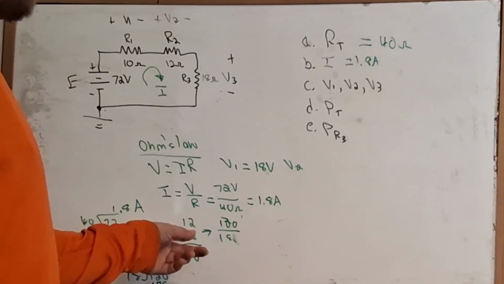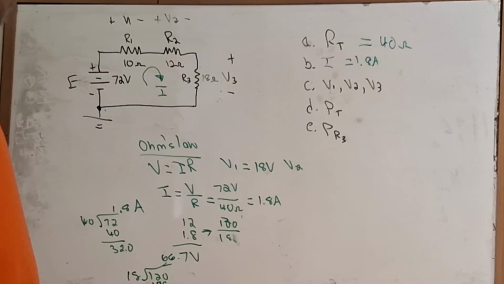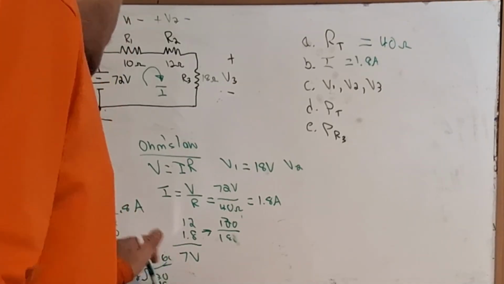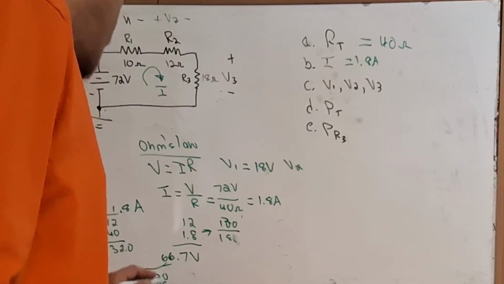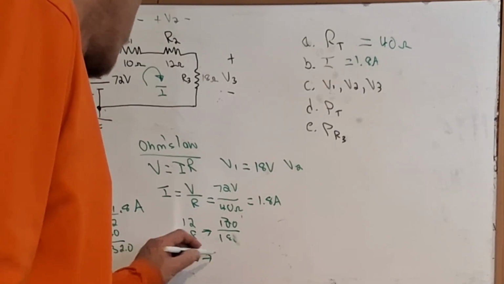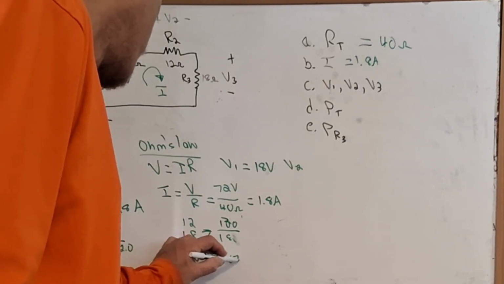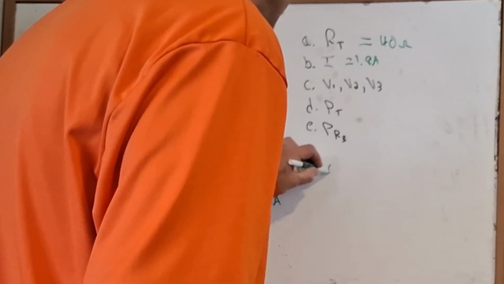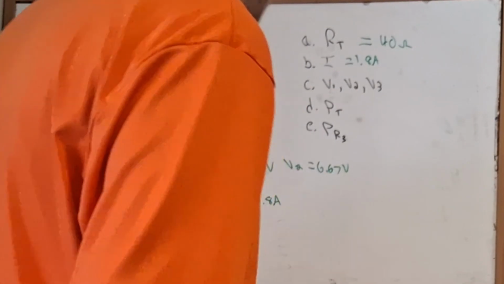Well, 12 divided by 2 is 6. So it's going to be a little bit higher than 6 point, and I'm dividing by 10. That's what it is. I forgot to divide by 10. So this answer is divided by 10. So it'd be 6.67 volts. This is 6.67 volts. Okay.